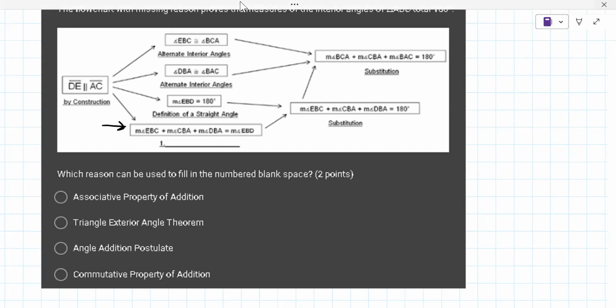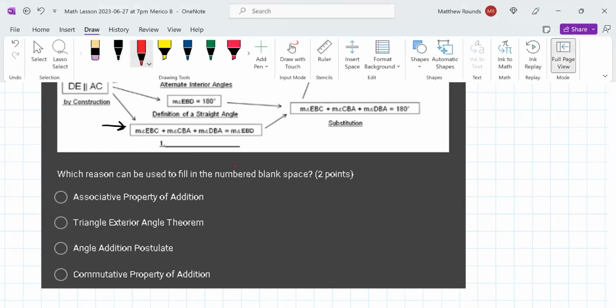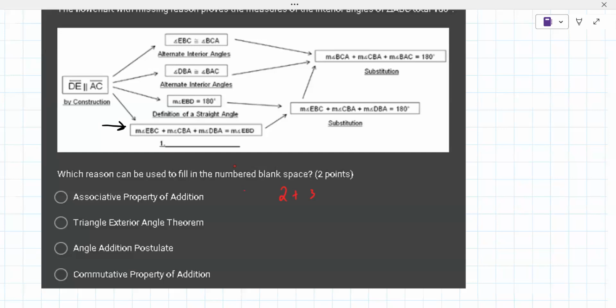Now, the associative property of addition is like going back. That's saying 2 + 3 + 4: if you do 2 + 3 first, that's the same as doing 2 + 3 + 4. And then the commutative property of addition is 2 + 3 = 3 + 2. That's switching the order. Do any of those seem to apply to what's going on here? Doesn't look like it. So you're at the angle addition postulate. All right.